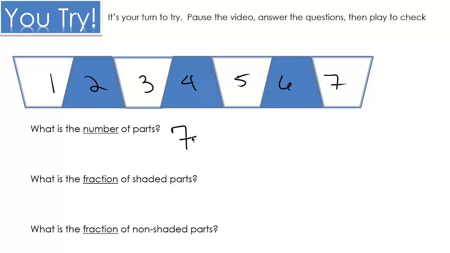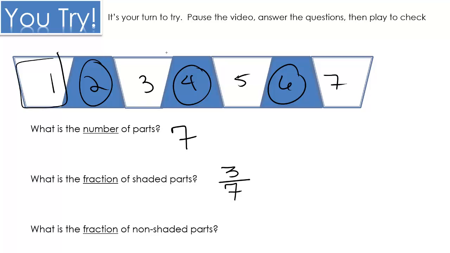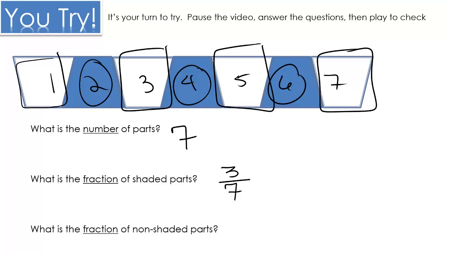So how many shaded parts do we have? 3. And how many total parts do we have? 7. So what is the fraction of shaded parts? 3/7. What is the fraction of non-shaded parts? So we have 4 non-shaded parts over 7 total parts. So the fraction of non-shaded parts is 4/7.